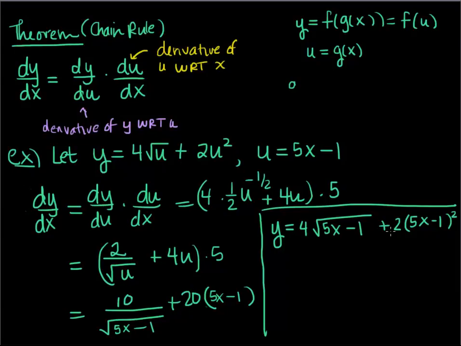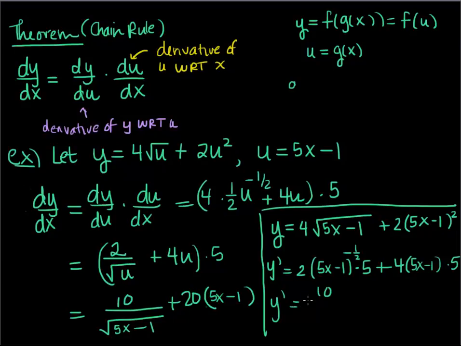Okay, I could actually just use the general power rule and take the derivative of this. I would get 4 times 1/2, which is 2, leave the inside, take 1 away, times the derivative of the inside. Now I'm just using the general power rule, which again is really just the chain rule. And if you notice here, if I clean this up a little bit, I would get the same thing. So I hope that kind of makes sense.